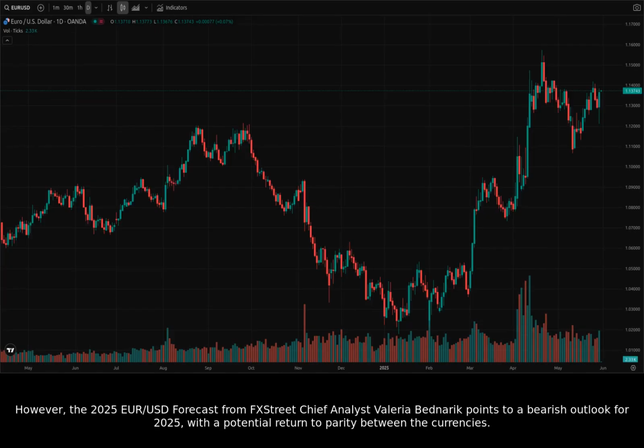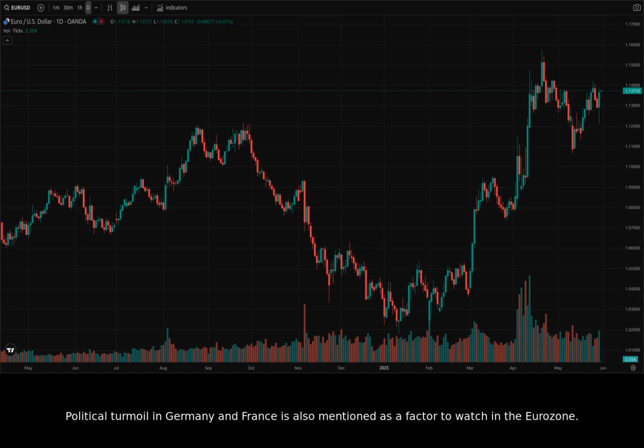However, the 2025 euros per USD forecast from FX Street chief analyst Valeria Bednarik points to a bearish outlook for 2025, with a potential return to parity between the currencies. Political turmoil in Germany and France is also mentioned as a factor to watch in the Eurozone. So while there's a chance EURUSD may rise, a short position could also be a reasonable consideration.